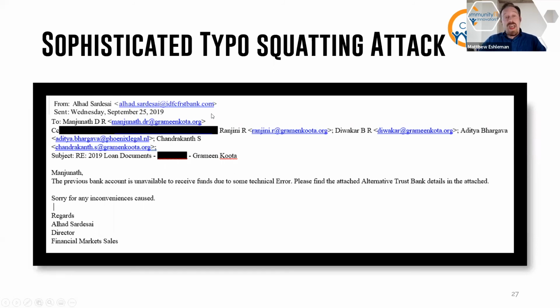Here, the bank itself is providing the updated alternative trust bank details in the attached. Sorry for the inconvenience.